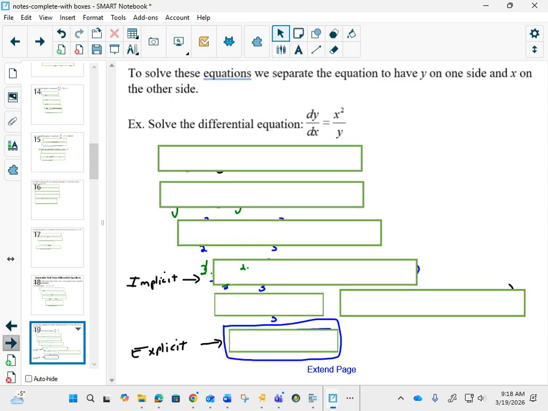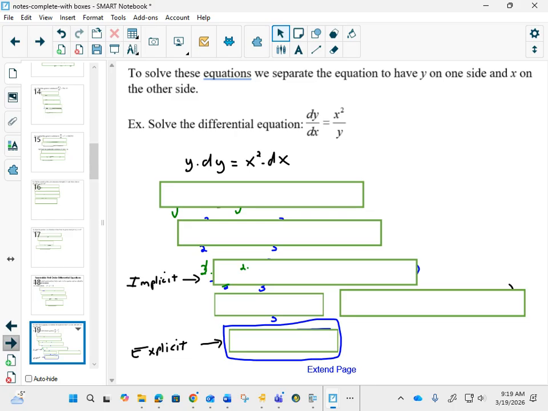Here's the idea. If we started with this, and this is very similar to the x over y, but this time it's x squared over y, what we're going to do is separate the x's and the y's. In other words, we're going to move the y's to one side of our equation and get y dy, and our x's to the other side of the equation, getting x squared dx.